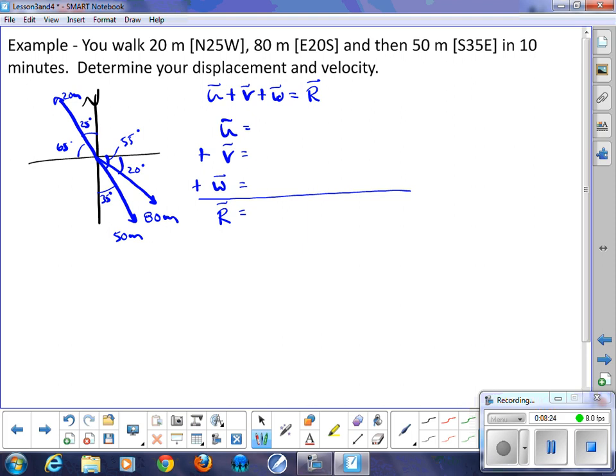So the u vector, it's going to be a negative x component, 20 cos 65, so that's my i component, and y component is positive, plus 20 sine 65j. The v vector, the second one we did, was 80, and it's positive x direction, so 80 cos 20i, and negative, because the y component is negative, 80 sine 20j.